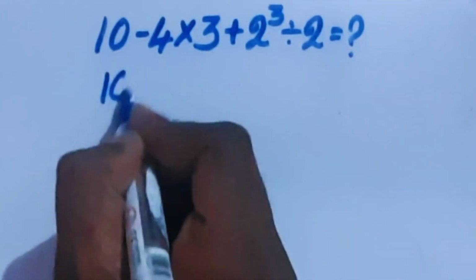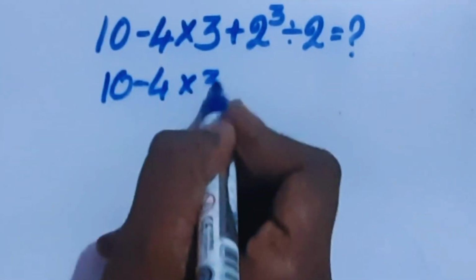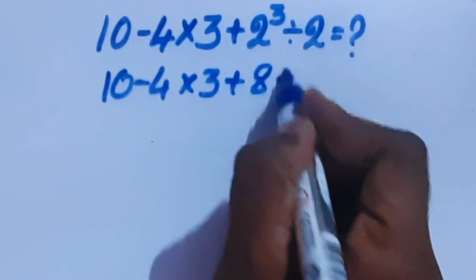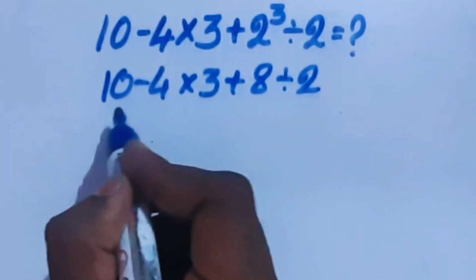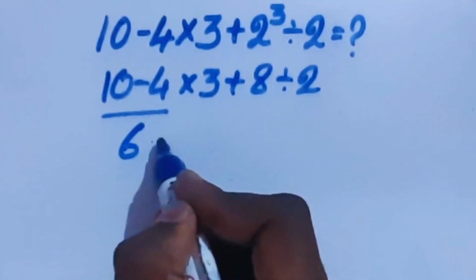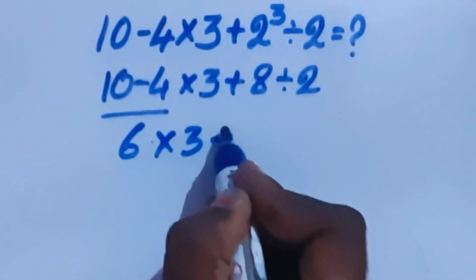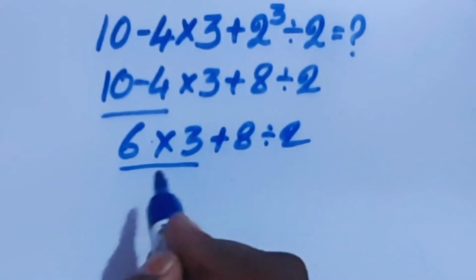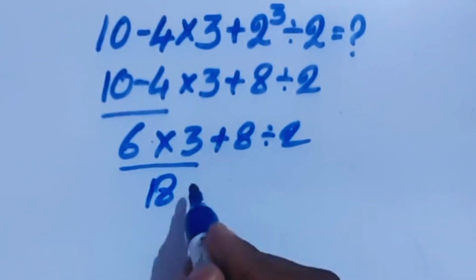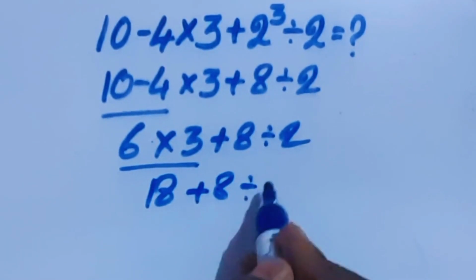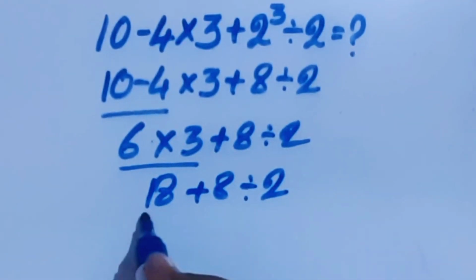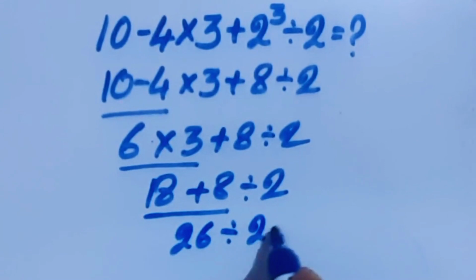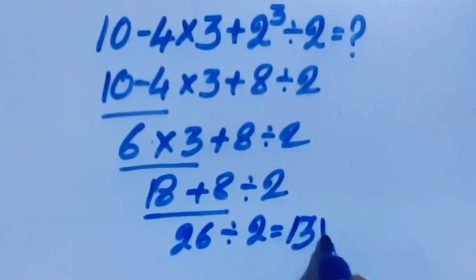Hi guys, here is 10 minus 4 times 3 plus 2 power 3 is 8, divided by 2. Now here this is 6 times 3 plus 8 divided by 2. Now this is 18, 6 times 3 is 18, plus 8 divided by 2. Now this is 26 divided by 2 equal to 13, which is the wrong answer.